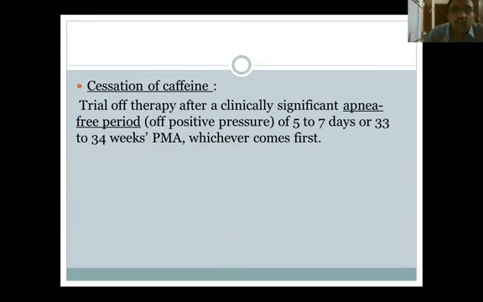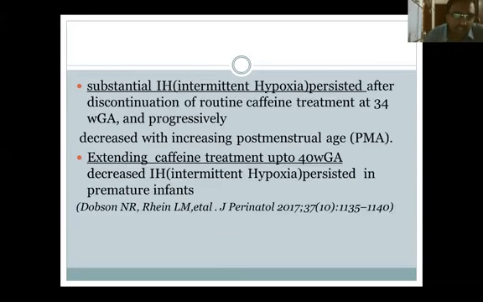We have identified there is substantial intermittent hypoxia after 34 weeks of gestation, which has an effect on the neurodevelopmental outcome of the babies. Some studies, in 2017, found that because of intermittent hypoxia, neurodevelopmental outcome problems will be there. That's the reason they have extended the caffeine treatment up to 40 weeks. These babies may have intermittent hypoxia during the NICU stay. Therefore, the majority of them will try to give it up to 40 weeks because it is helping outcome, and also the safety profile is good.